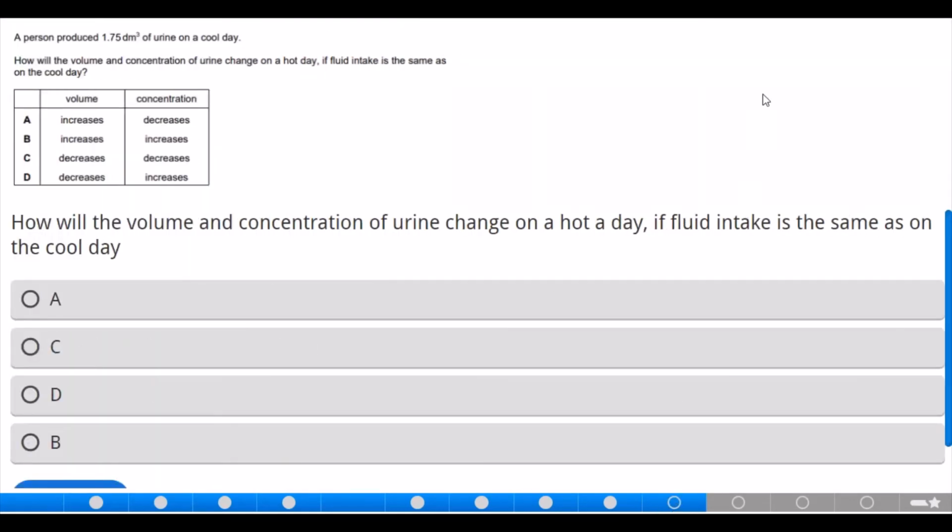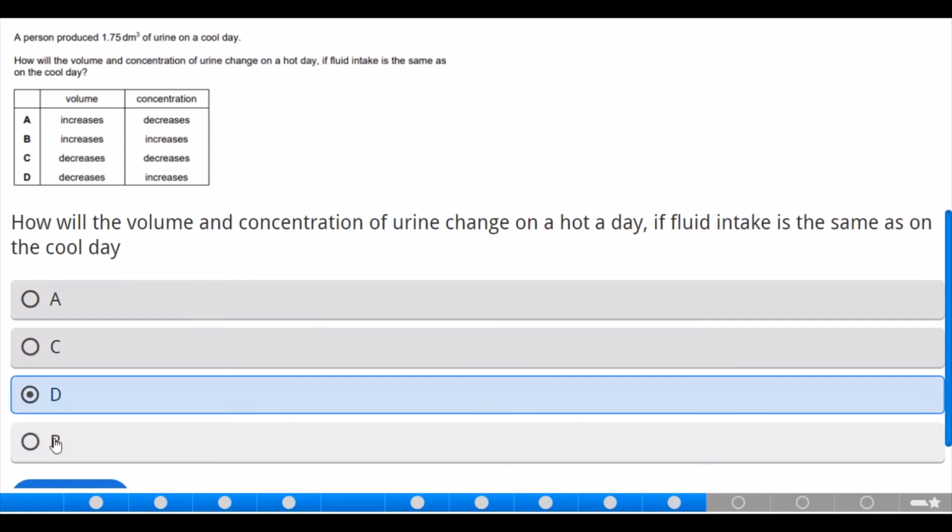Here we have activities for us to solve. A person produced 1.75 dm cube of urine on a cool day. How will the volume and concentration of urine change on a hot day? If fluid intake is the same as on the cool day, the volume will decrease while the concentration of the urine produced will increase. That will be D.